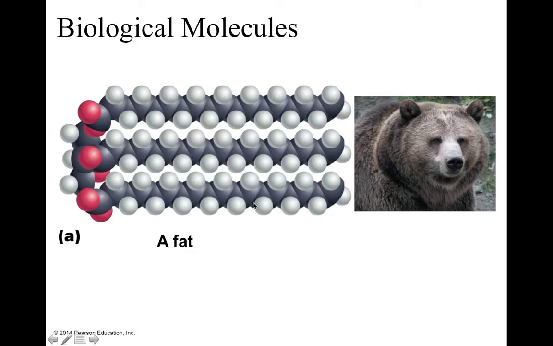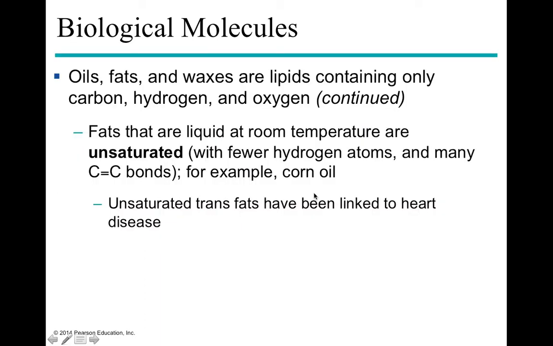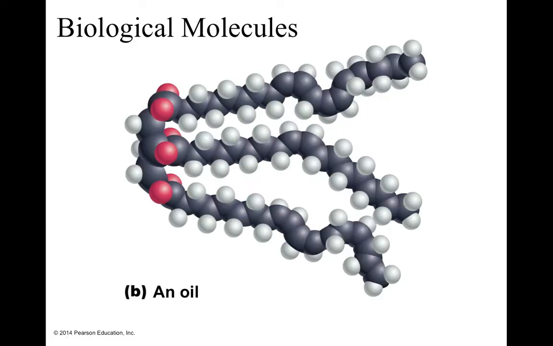You can see this is a fat. If, however, they're unsaturated, that means we have at least one or more. One would be monounsaturated, two would be diunsaturated, past that polyunsaturated, something that has at least one double bond between two carbon molecules. And that might give a little bit of a kink in the tail. So this is what an oil looks like.